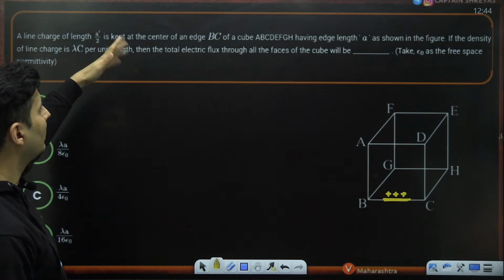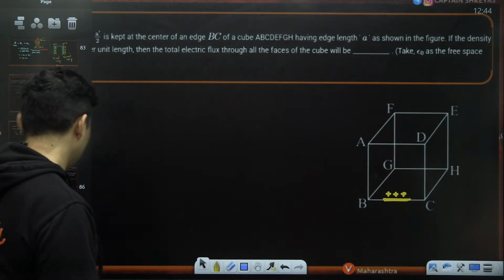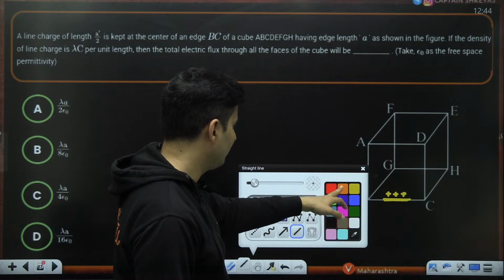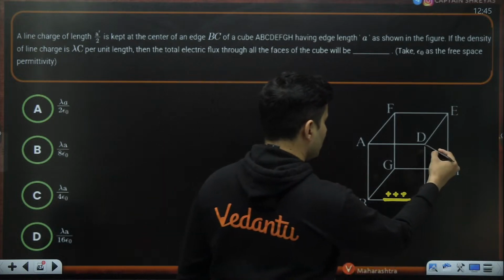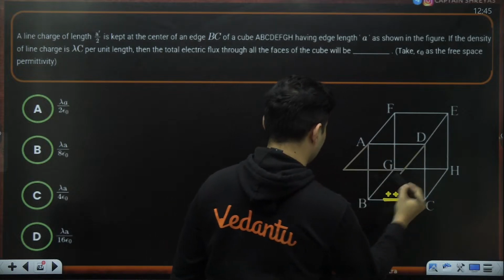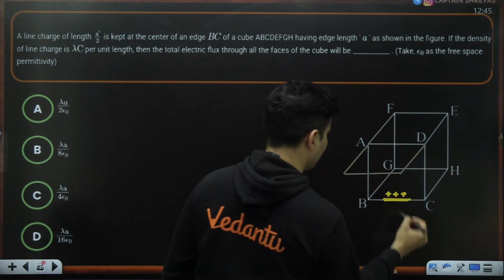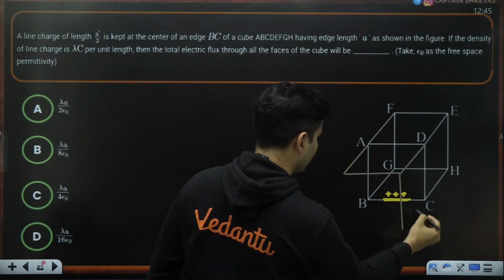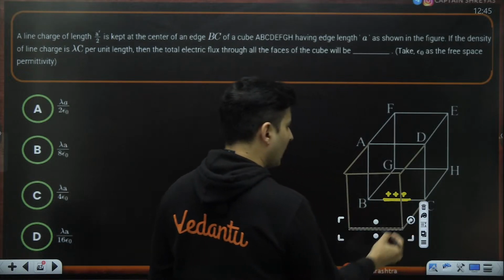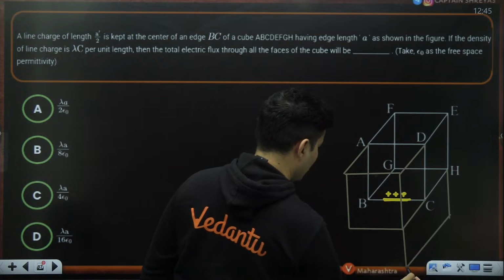The total flux through all the faces of the cube. Oh, this is interesting, guys. I mean, what we can do, we can visualize this into 4 new cubes now. I'll just try to make you visualize this. Very interesting it is. Just imagine one more cube over here in front. And then imagine more cubes over here. It's going to be very interesting.